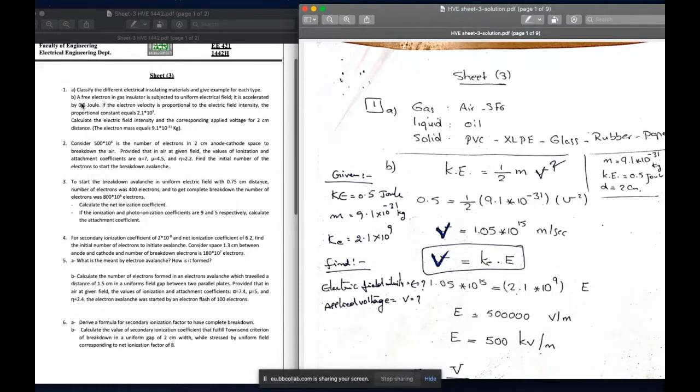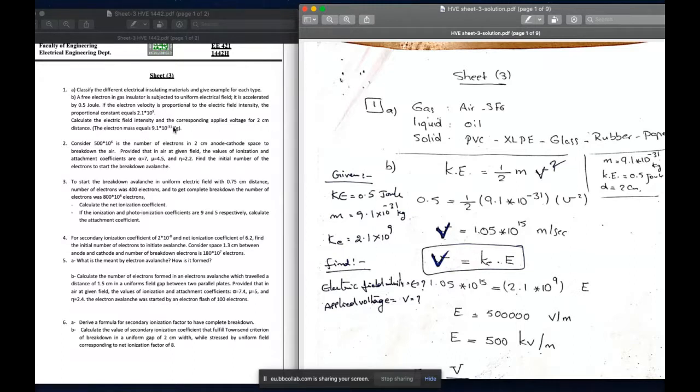Now, coming to the second part of question 1, we have a free electron in a gas insulator subject to a uniform electric field, accelerated by 0.5 joules. So, kinetic energy is given as 0.5 joules. Electron velocity is proportional to the electric field intensity. So this is a relation, given the proportionality constant equals 2.1 into 10 power 9. So that proportionality constant Ke is 2.1 into 10 power 9.